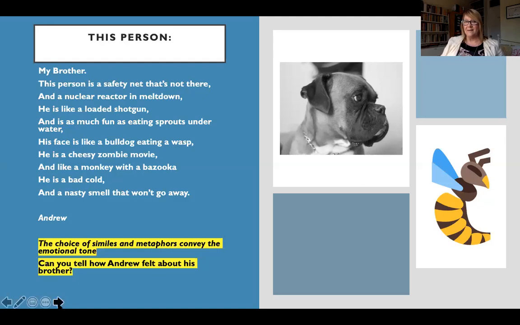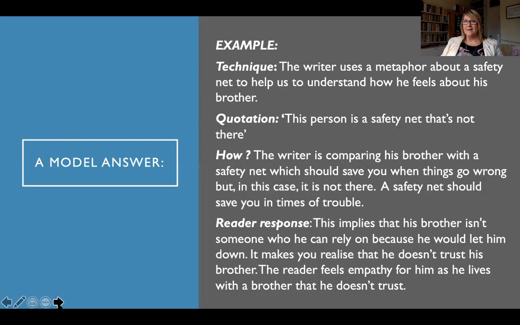Now, obviously, the first piece, this person is a safety net that's not there. It's a metaphor. It's not a direct comparison like as or like. It's this person is a safety net. So we know that it's a metaphor. Once you've worked out that it's a metaphor, you've got to explain how it works. So the writer uses a metaphor about a safety net to help us to understand how he feels about his brother. That might be your opening sentence. Then you put your little quotation in: this person is a safety net that's not there.